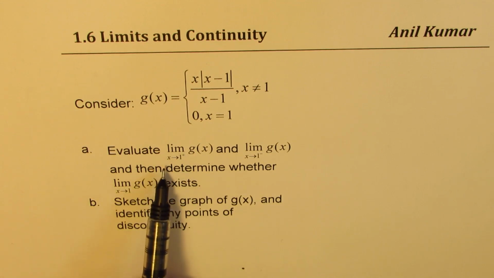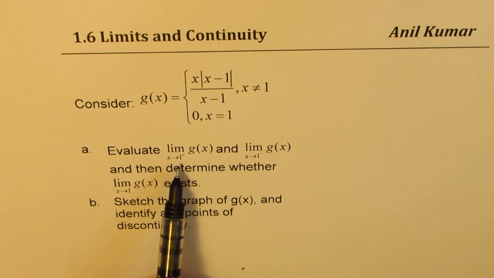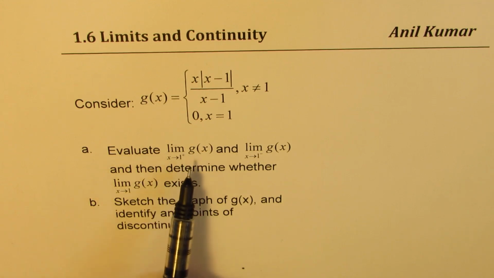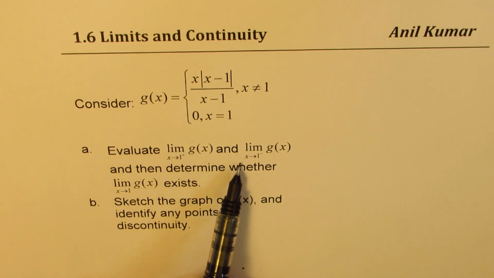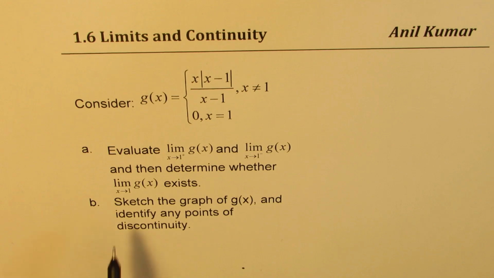Evaluate the limit when x approaches 1 from the right side, that is the meaning of 1 plus, of g of x, and the limit when x approaches 1 from the left side, and then determine whether the limit at 1 exists or not. Part B is to sketch the graph of g of x and identify any points of discontinuity.